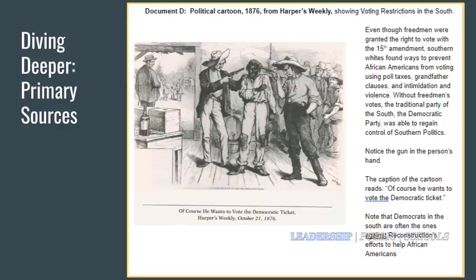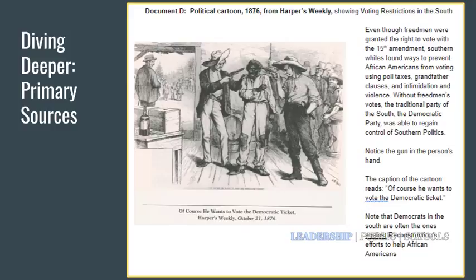Please note in the cartoon the gun in each of the white men's hands and how it is pointed at the head of the former slave. The caption of the cartoon reads, "Of course he wants to vote the Democratic ticket." This, of course, is sarcastic because African Americans would not have supported a political party that would not have benefited African Americans, like the Democratic Party in 1876.